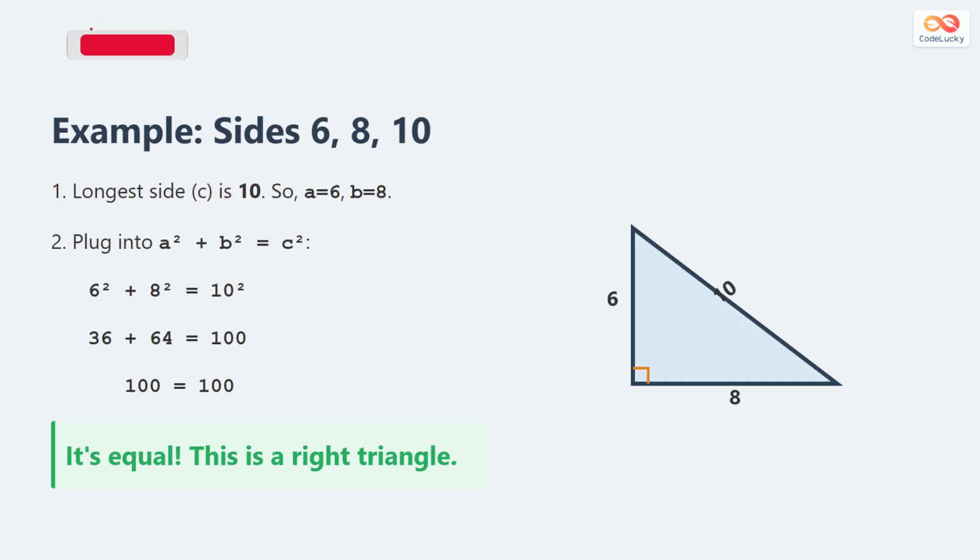Let's try an example with a triangle that has sides of 6, 8, and 10. The longest side, c, is 10. We'll set a as 6 and b as 8. Plugging them in, we get 6 squared plus 8 squared equals 10 squared. This becomes 36 plus 64 equals 100. The final result is 100 equals 100. Because this is true, we know for sure this is a right triangle.